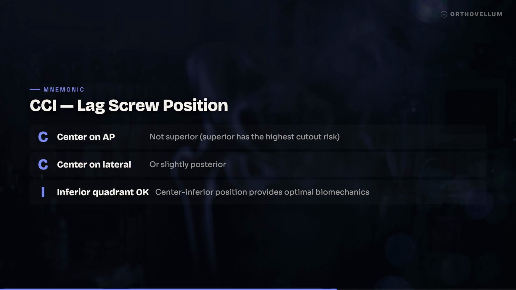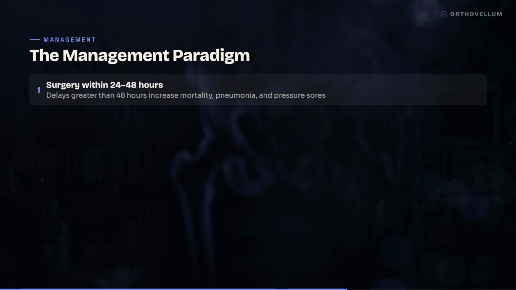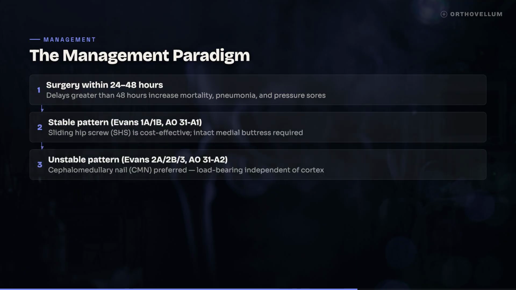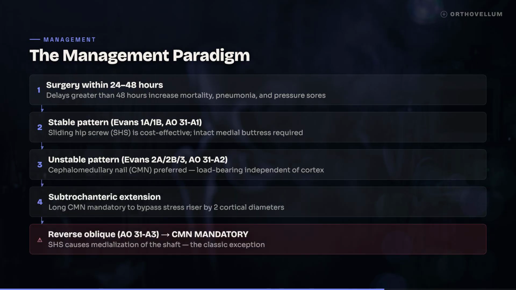The management algorithm begins with surgical fixation within 24 to 48 hours, as delays directly increase patient mortality and complications. For a stable pattern, a sliding hip screw is highly cost-effective, but for unstable patterns, a cephalomedullary nail is preferred because it bears load independently of the fractured cortex. Always remember the classic exception: reverse oblique patterns mandate a nail, as a sliding hip screw will cause medialization of the shaft.